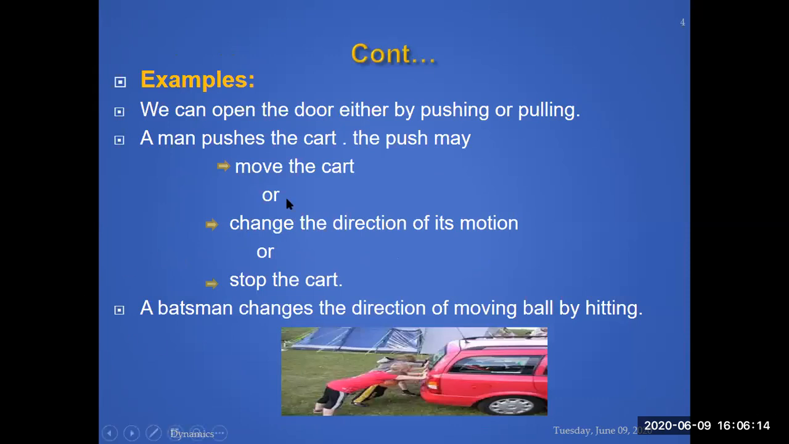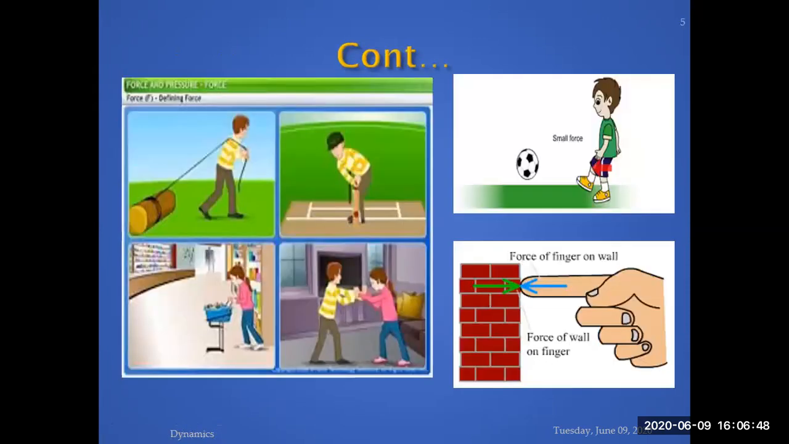Examples are: we can open a door either by pushing or pulling. A man pushes a cart. The push may move the cart, change the direction of its motion, or stop the cart. These are three possibilities which can be there. Either he will be able to stop it, move it, or change the direction of motion of the cart. A batsman changes the direction of a moving ball by hitting. It's another example. The direction of motion has changed.